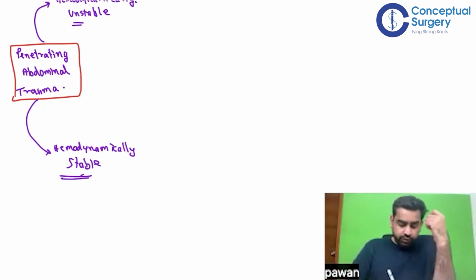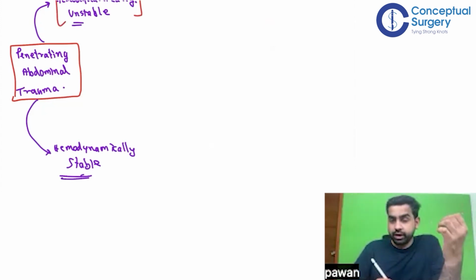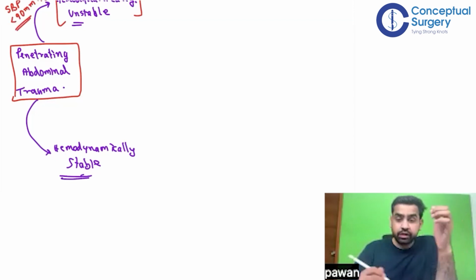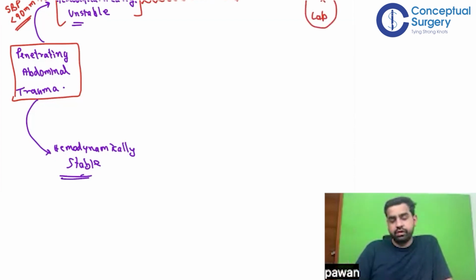So whenever you have a patient with a penetrating abdominal trauma and the patient is hemodynamically unstable, what do you understand by hemodynamically unstable? That is, the systolic blood pressure of the patient is less than 90 millimeters of mercury. In this scenario, you have to take the patient for an exploratory laparotomy. No other investigation is needed. Straight away, you have to take the patient for exploratory laparotomy. I hope you have understood this point.